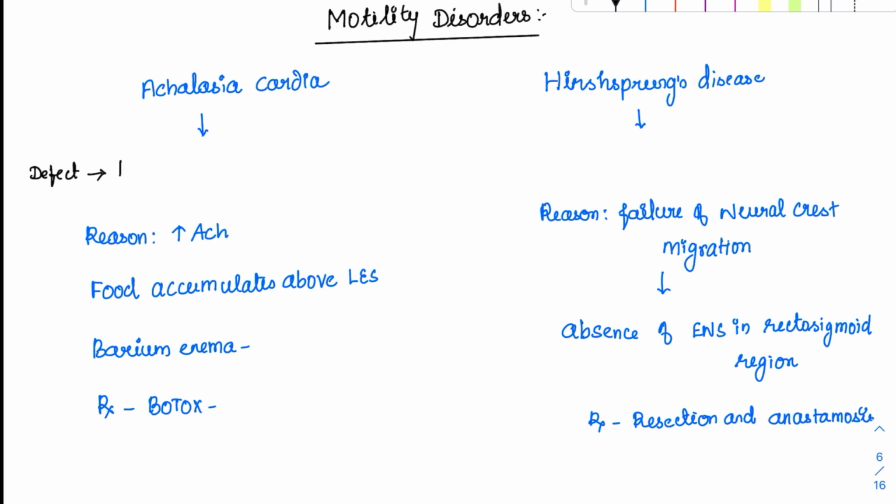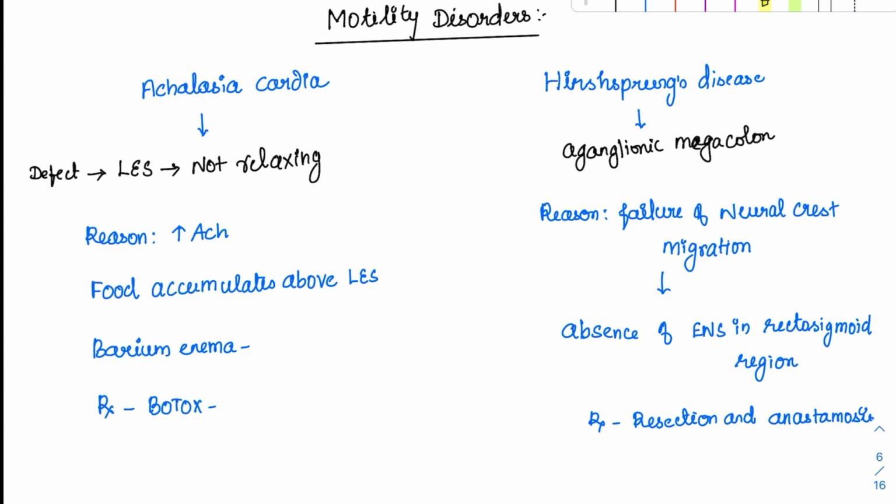Here the lower esophageal sphincter is not relaxing. Ideally, whenever the food is coming, the lower esophageal sphincter should relax, then only it can enter the stomach. So it is not relaxing. What is the problem in Hirschsprung's disease? Hirschsprung's disease is also called aganglionic megacolon. Here, the ganglion cells themselves are not there.